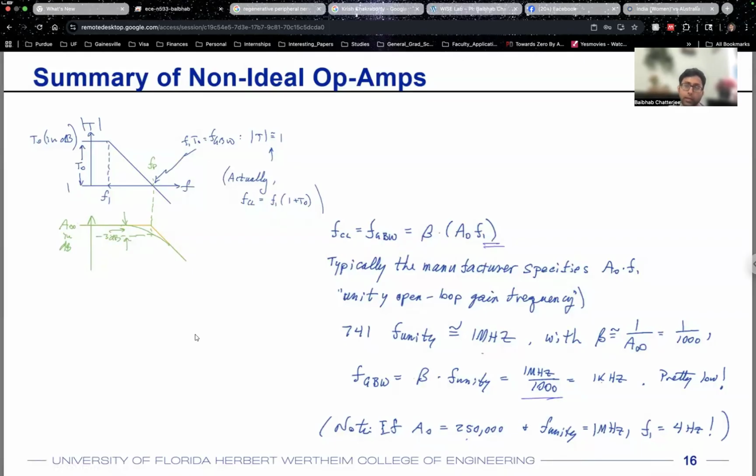If not, the next question we are going to ask ourselves is: why are there non-idealities in the op amp? In 3111 we learned about ideal op amps, and we could be happy with just ideal op amps. Why is there a need to understand and analyze non-ideal op amps? That is because realistic op amps are non-ideal.